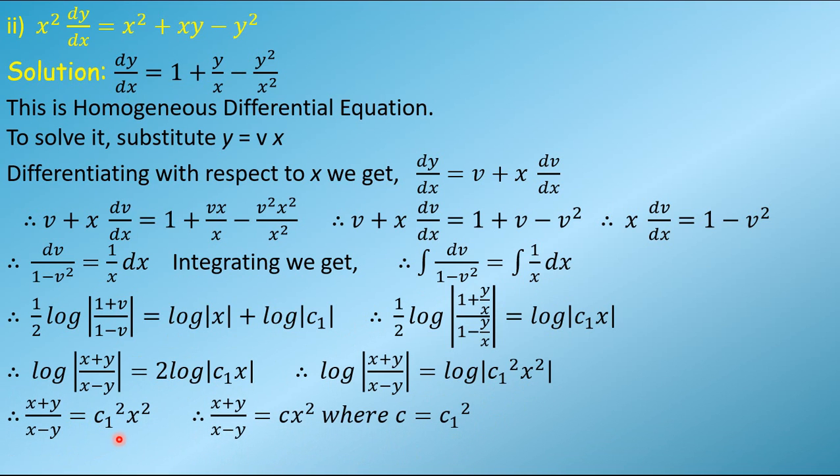We came to this stage. Now c1 square is replaced by c again, x plus y upon x minus y is equal to c x square, is the general solution of this problem. So this is also one of the very nice questions.